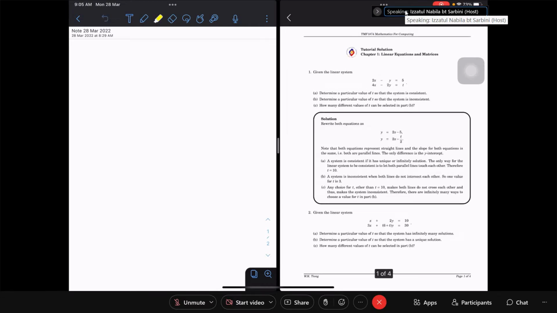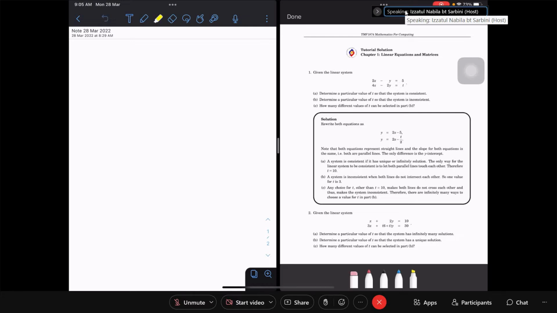Yeah. So the first question. Given a linear system, you are given this linear system. If you have more than one linear equation, we call it a system. You can see here, we have 1, 2, right? So we call this a linear system. Okay, determine a particular value of t so that the system is consistent. I think you know this already.